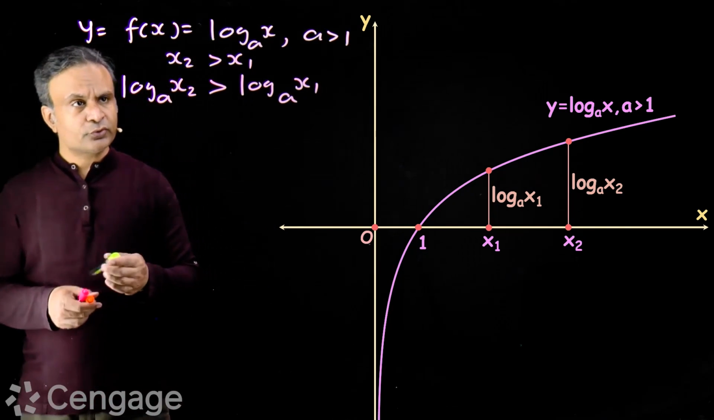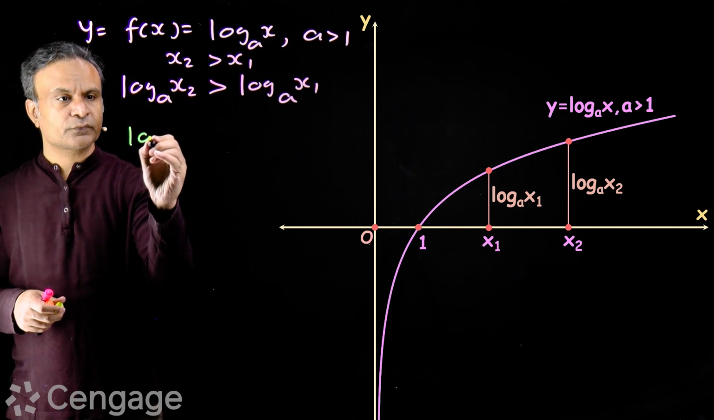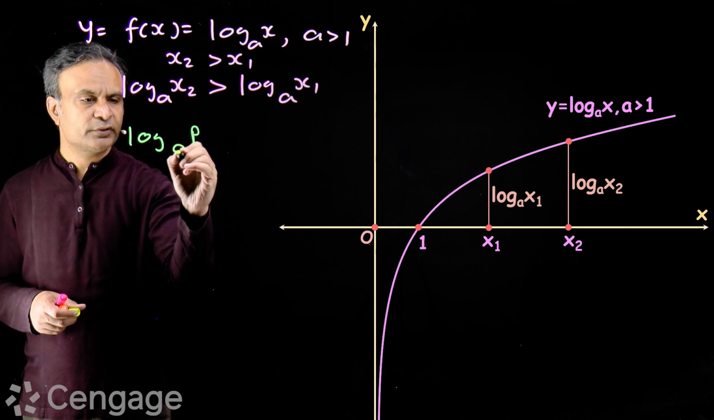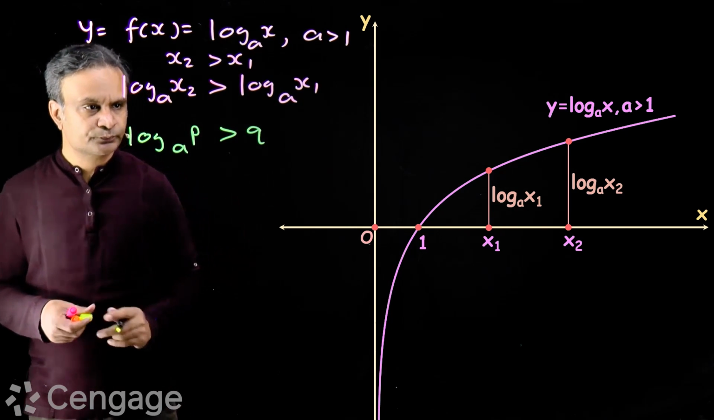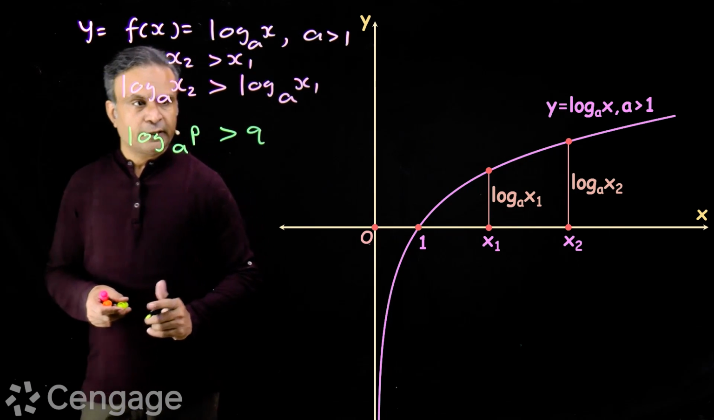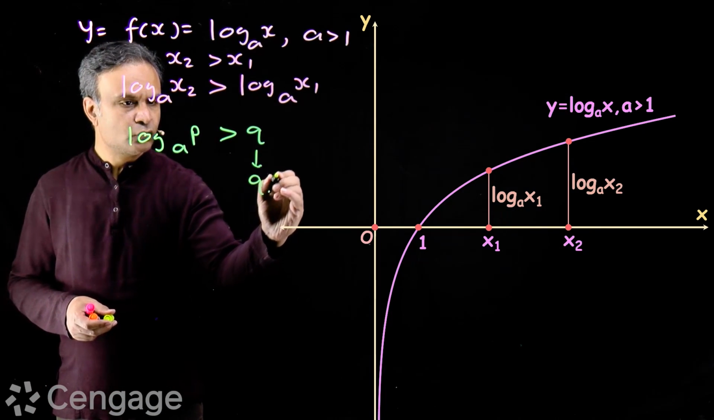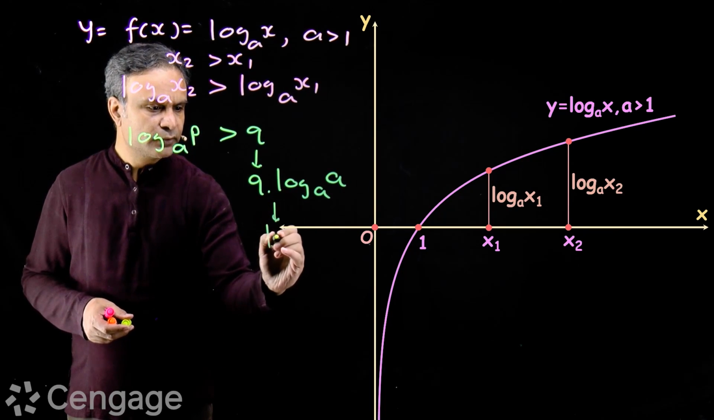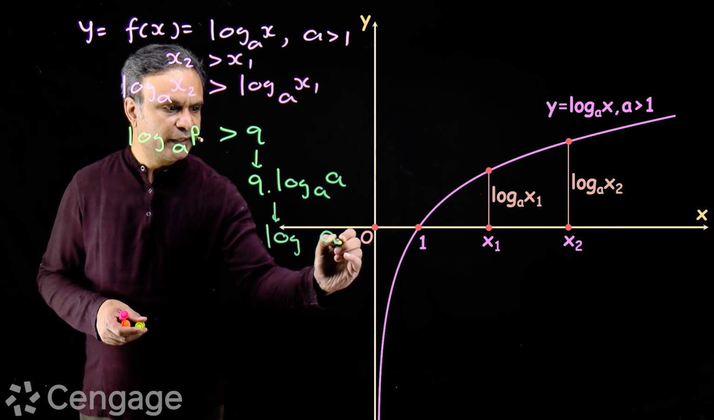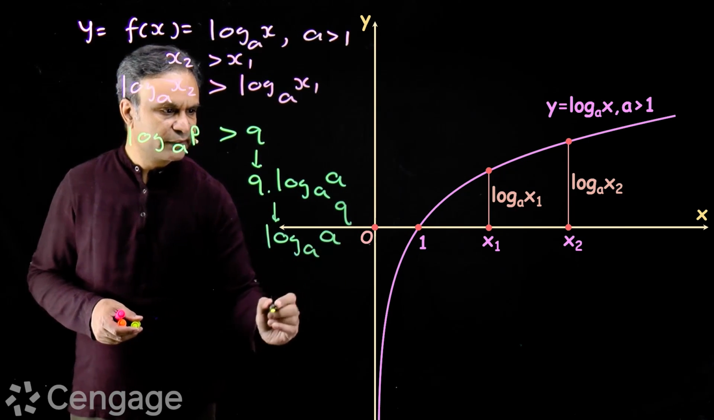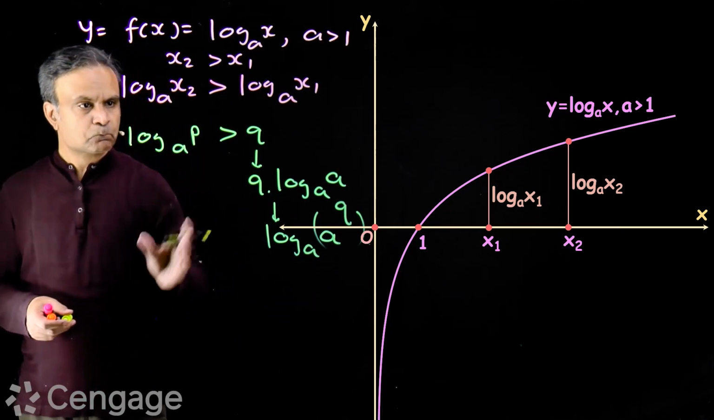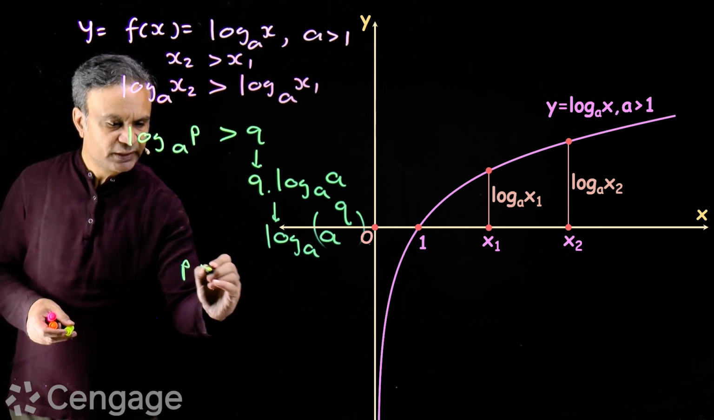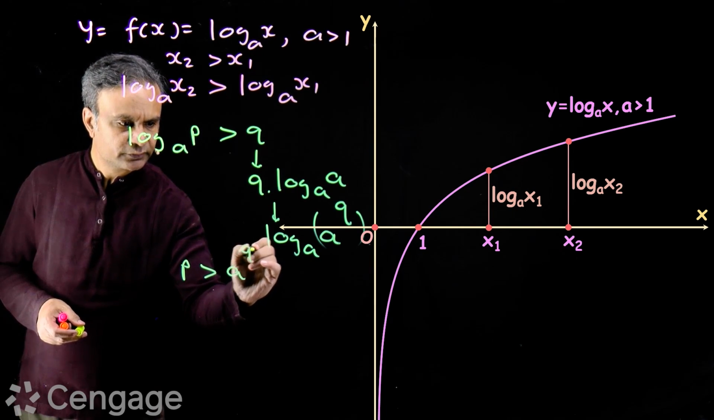Now suppose we have log p to the base a greater than q. Now we can write this q as q multiplied by log a to the base a. And this is log of a power q to the base a. Now the function is increasing, so we will have p greater than a power q.